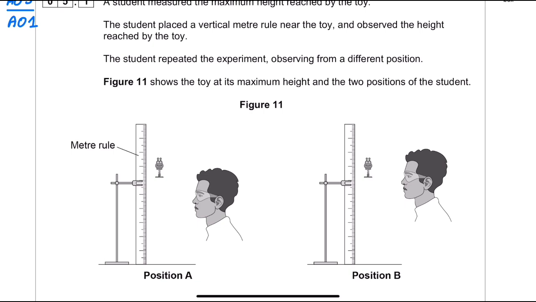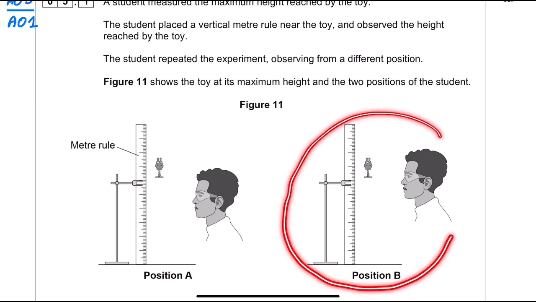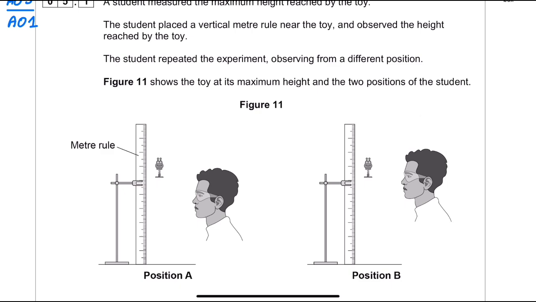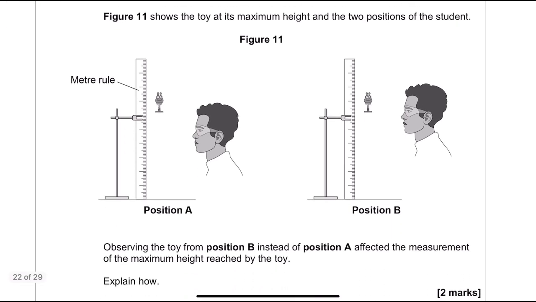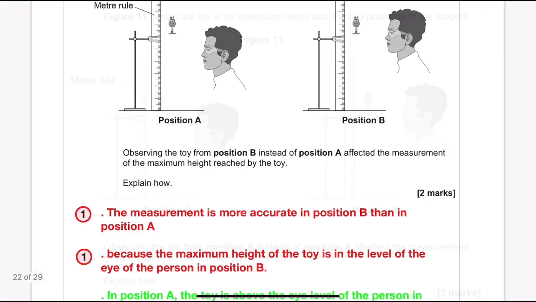If you look here in position number A, the toy is above the eye level, whereas in position number B, the maximum height is at the level of the eye. So the student in position number B is in a position where he can find the height of the toy more easily and accurately. Observing the toy from position number B instead of position number A affected the measurement of the maximum height reached by the toy. Let's see the model answer.